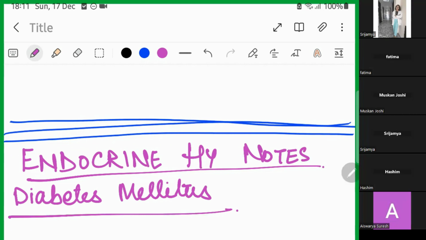Exactly. So when we talk about diabetes mellitus, first we talk about type 1 and type 2, right? It's very important to discuss that because it matters with the age. So we have to discuss those points also. Let's just start with this. We will first distinguish between type 1 and type 2.